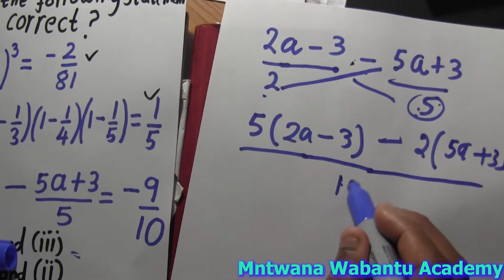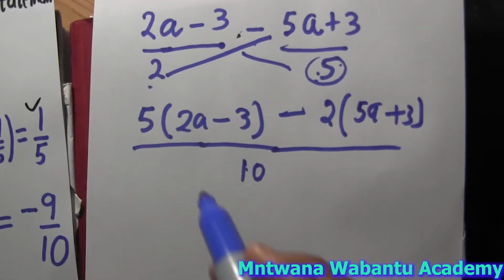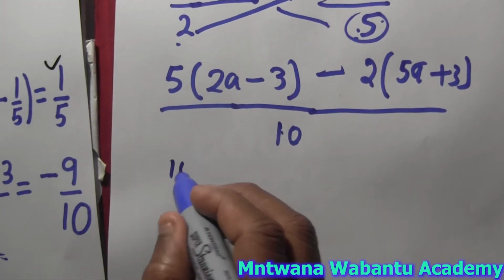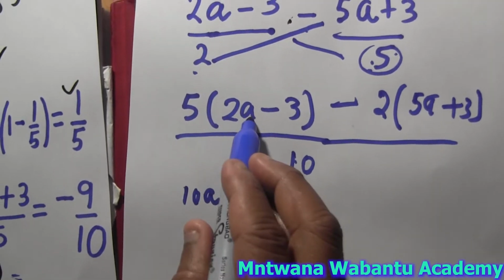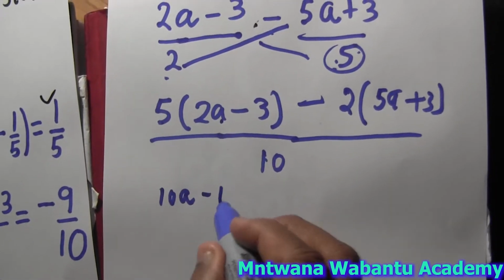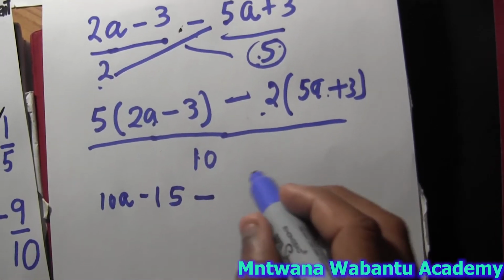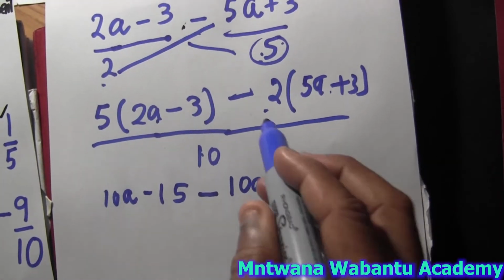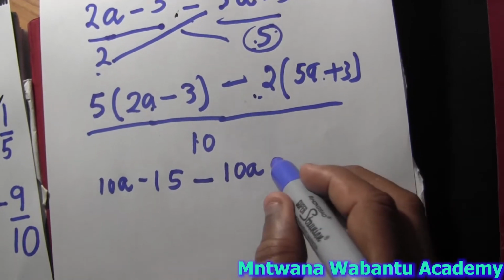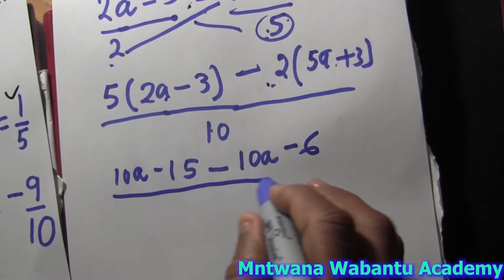2 times 5 equals 10. Now we can expand: 5 times 2a equals 10a, and 5 times negative 3 is negative 15. There's a minus, 2 times 5a equals 10a, and negative 2 times positive 3 is negative 6, over 10.